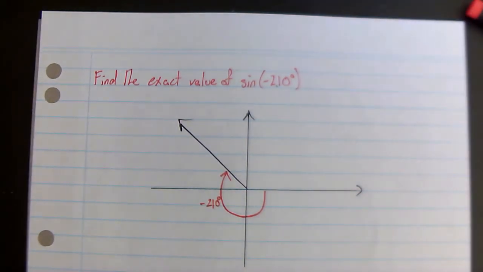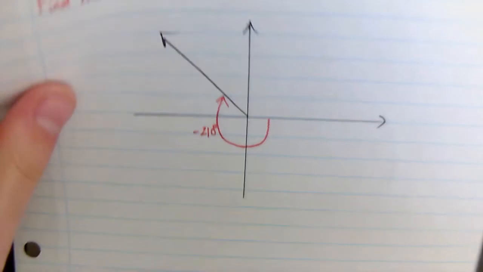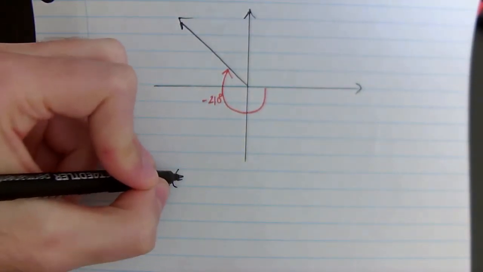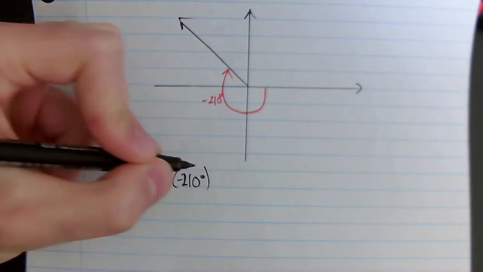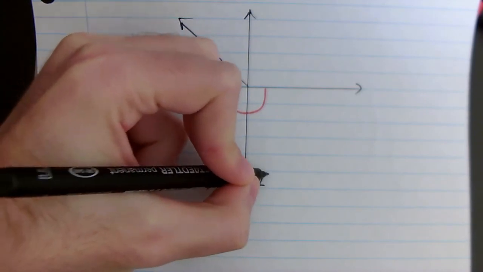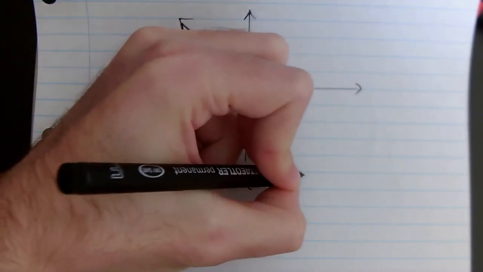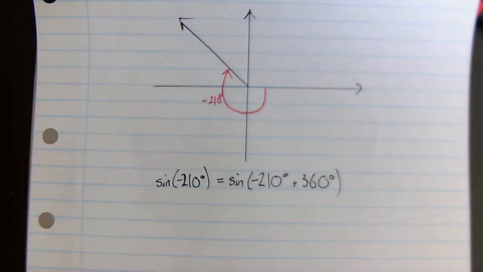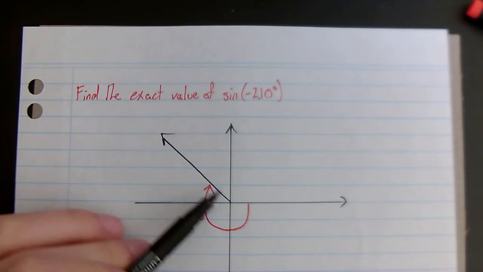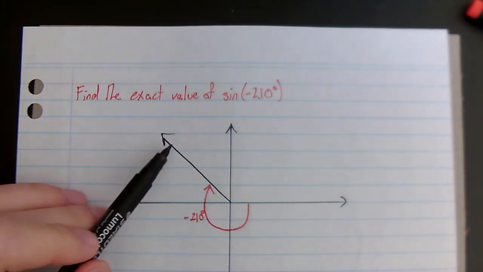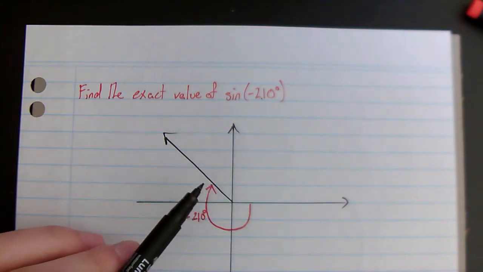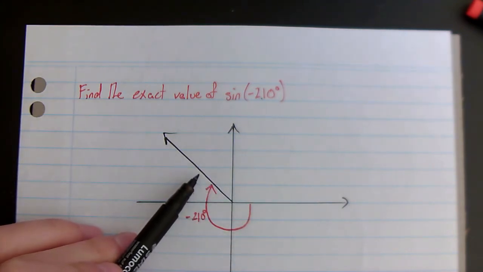So where do we go from here? Well, first of all, I think it's useful to identify that sine of negative 210 degrees is equal to sine of negative 210 degrees plus 360 degrees. Now, the reason why is because the angle representing negative 210 degrees is this line here, okay? And essentially, if we're going around another 360 degrees, we'll just come back to the starting position, okay?